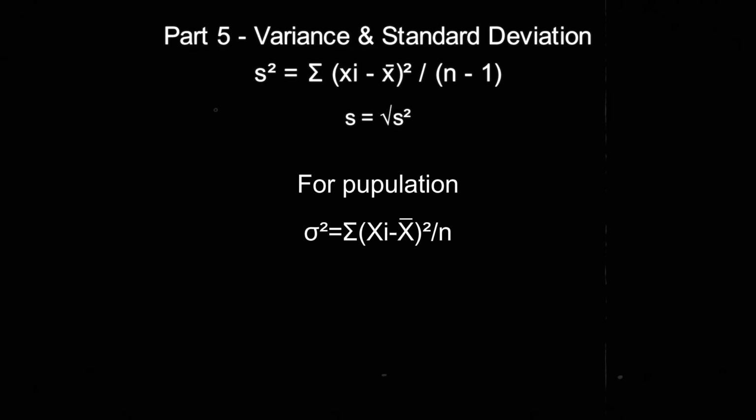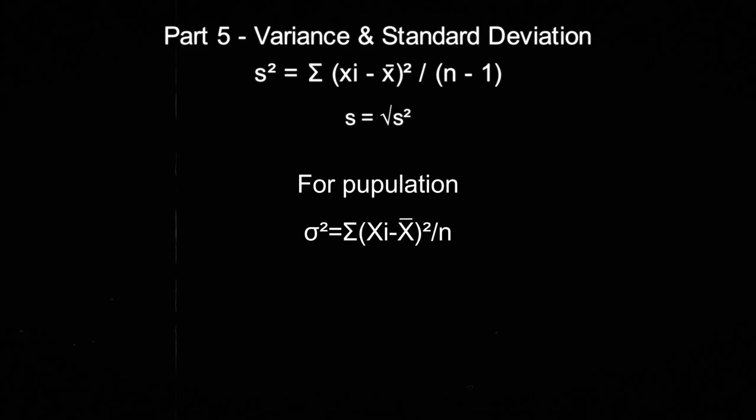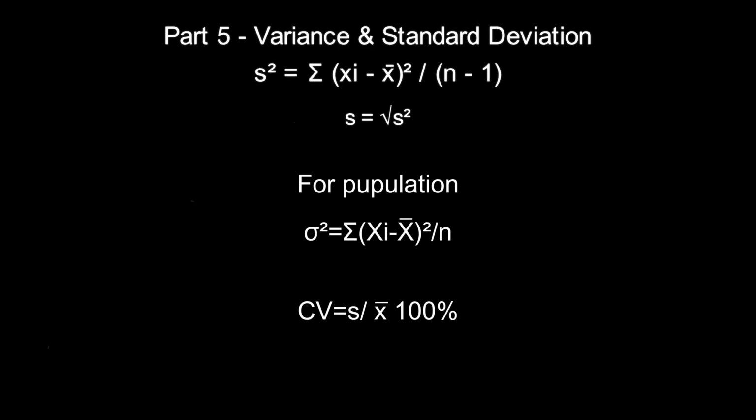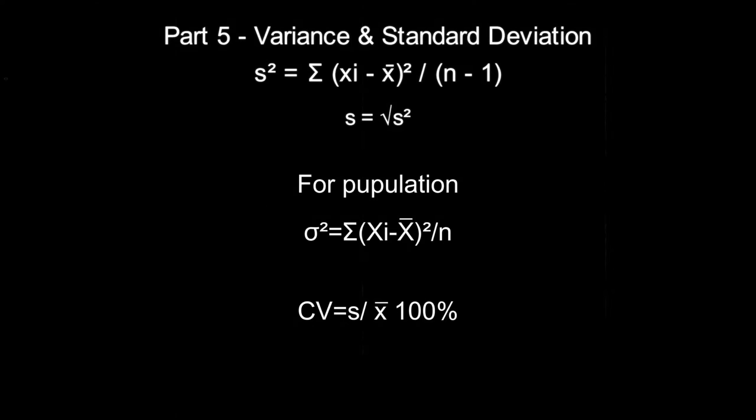Standard deviation is the square root of variance. It is in the same unit as the original data, making it easier to interpret. Coefficient of variation, or CV, equals S divided by x bar times 100%.